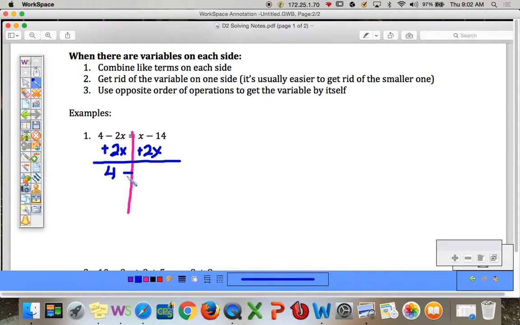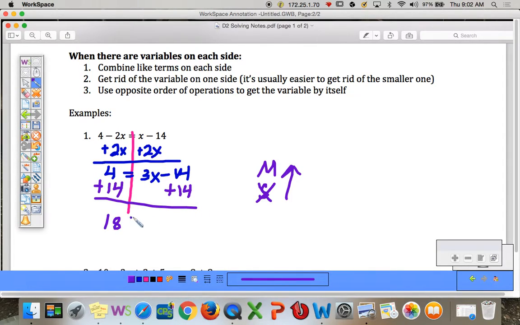We get 4 equals 3x minus 14. Our goal is to get x by itself now, so we're going to use opposite order of operations. We have multiplying, we have subtracting. We're going to get rid of subtracting first by adding 14 to each side. We got 18 equals 3x. Get rid of the multiplying by dividing. So divide by 3, and x will be 6.